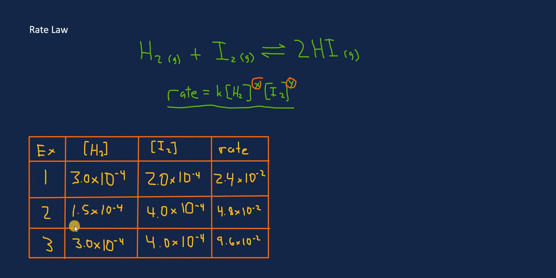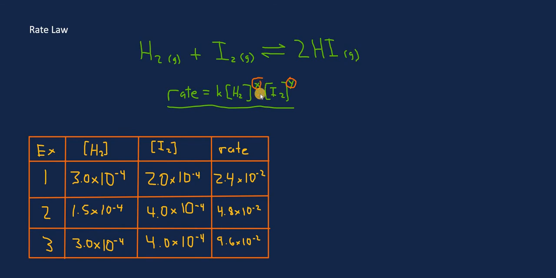So we have 3 experiments, and it makes it a lot easier when things cancel, because ultimately what you'll do is divide one experiment by the other, and I'll show you what I mean by that in just a second. But we want to see where things cancel, because we want to solve for each of these variables one at a time. So let's say we wanted to solve for X first.